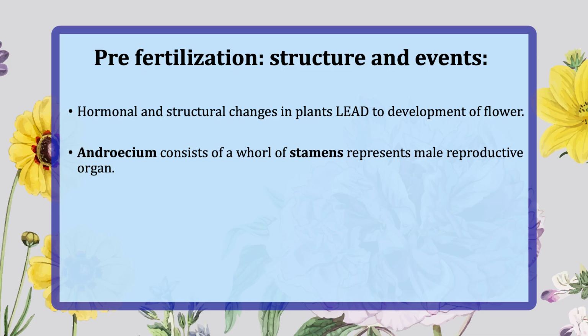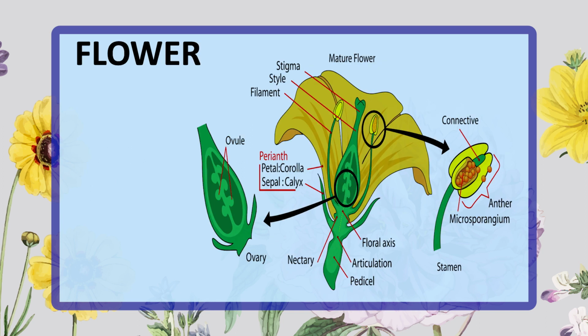Androecium. It consists of a whorl of stamens and it represents the male reproductive organ. Gynoecium represents the female reproductive organ. In this diagram, we can see parts of a flower. Sepals and petals are accessory parts. Stigma, style and ovary form the gynoecium and stamen forms the androecium. Both are directly involved in sexual reproduction.